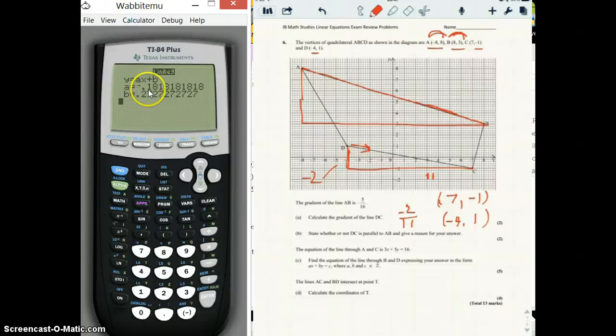So -0.181818 happens to be -2/11. Okay, and then now we already have the y-intercept of the line too, which, looking at the graph, you can't really tell exactly where that is. You would have to use the calculator or algebra to figure that out.